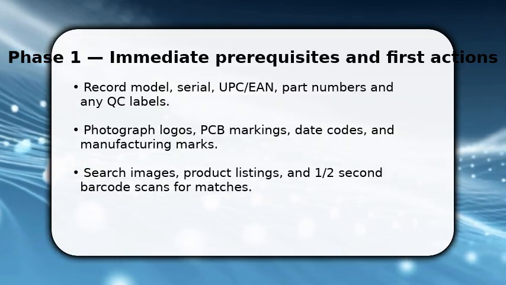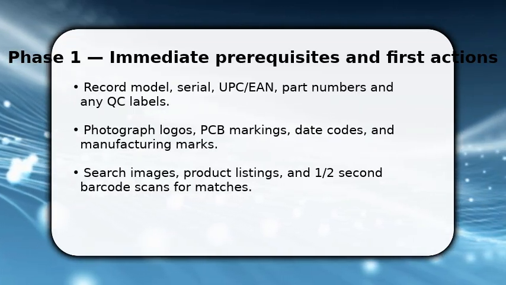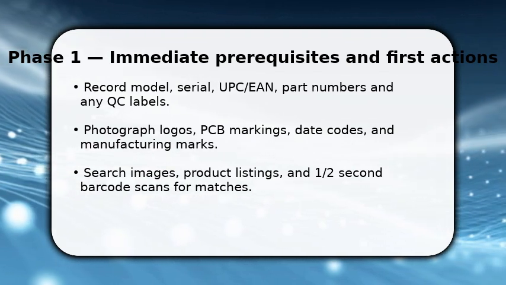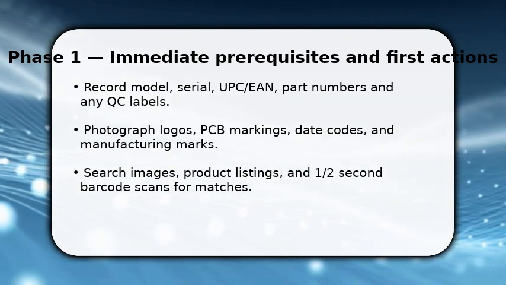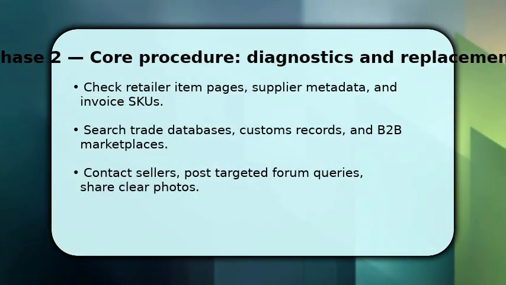While you search, compare product photos side by side for casting marks or unique screws that point to a single manufacturer. You move into tracing. Pull item pages, supplier metadata, and invoice SKUs. These often include manufacturer names or importer codes.